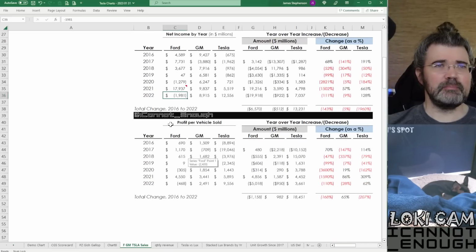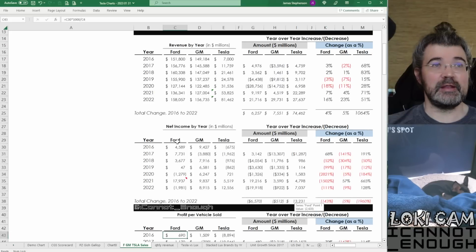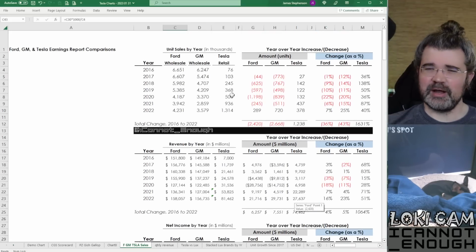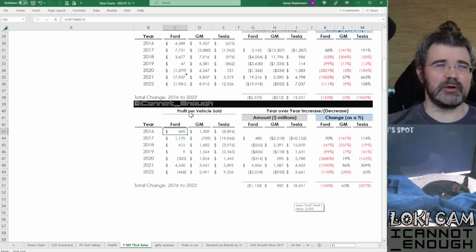Then we've got profit per vehicle sold below that. So this is just doing the math between these two. It's saying, hey, if you take the net income and you divide it by the number of units sold, how much profit is that per vehicle you sold? What's your average profit per vehicle?